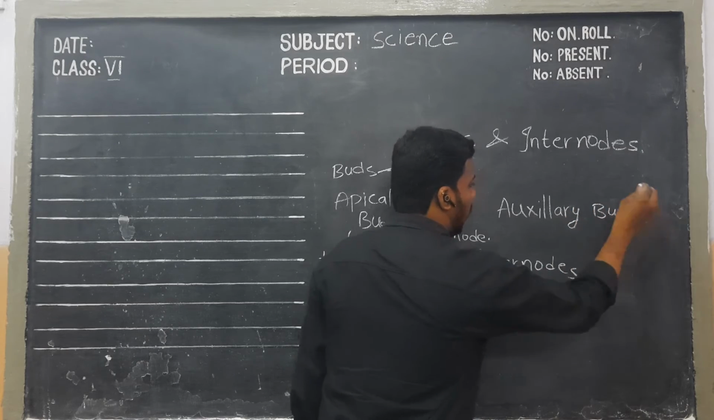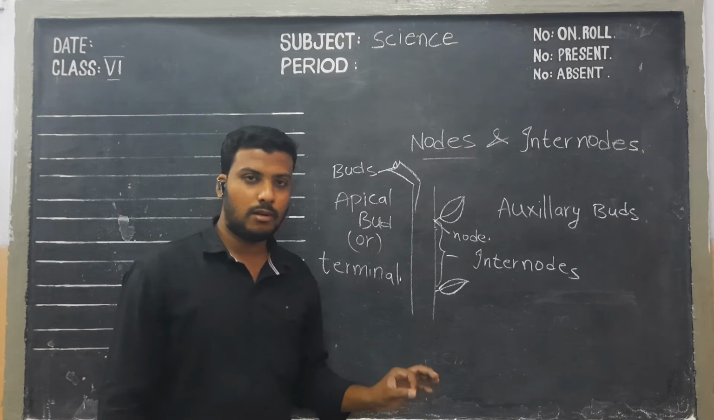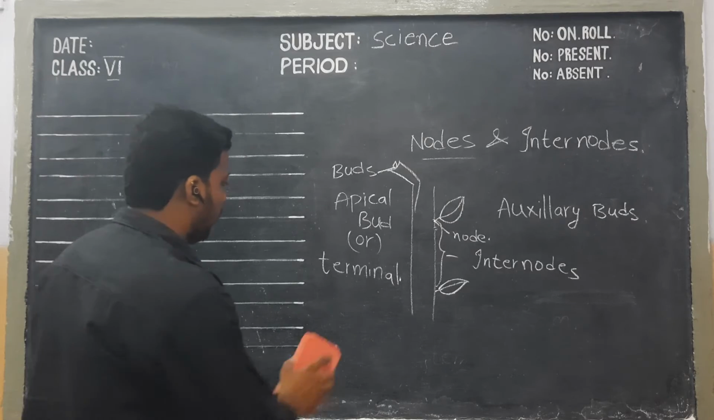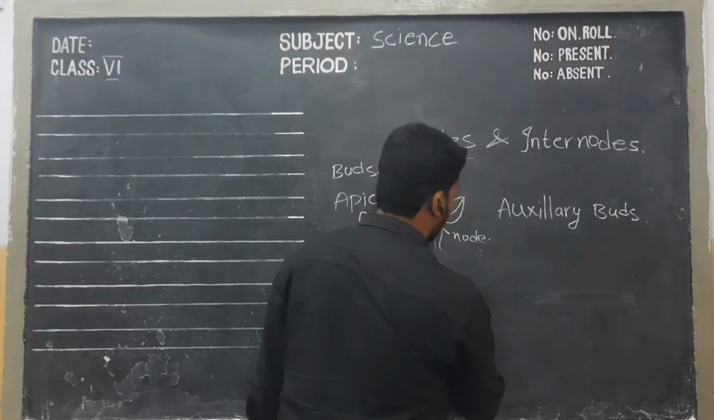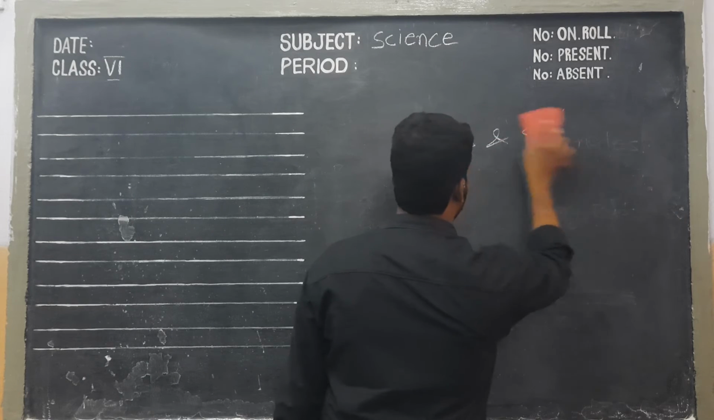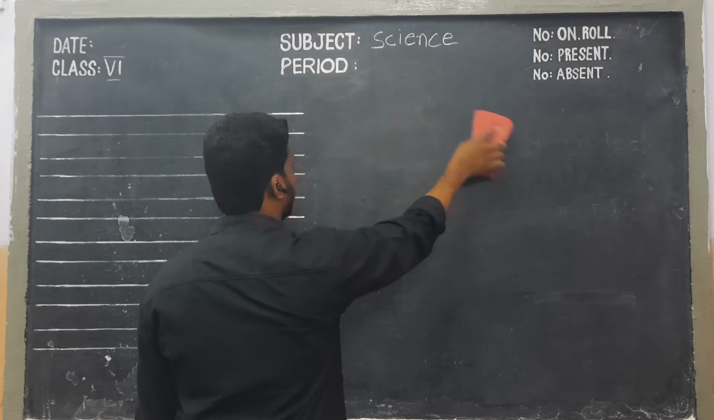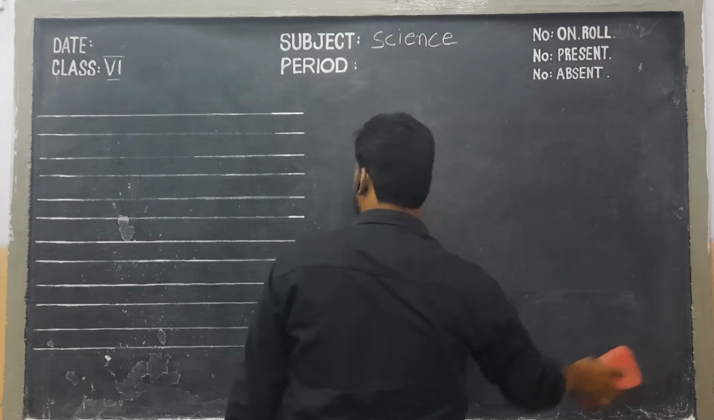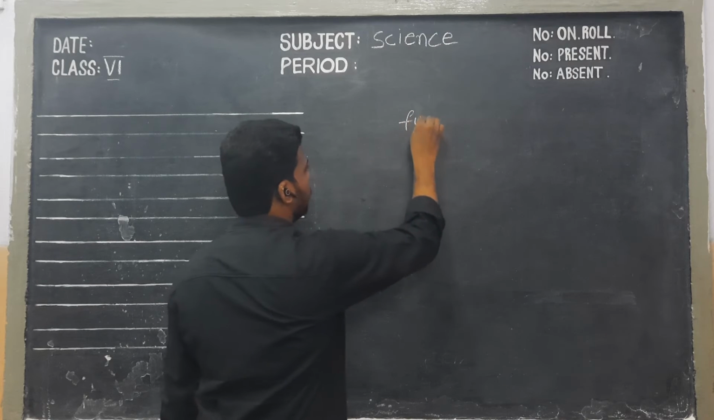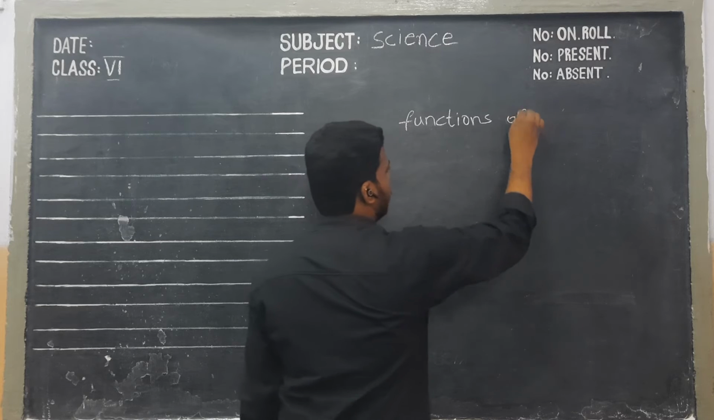So this is all about the stem, children. Right now we'll see only the functions of the stem. You know, our human body consists of many parts, and each and every part does its own task or function. So here also the parts of a plant have some functions. So, functions of stem.